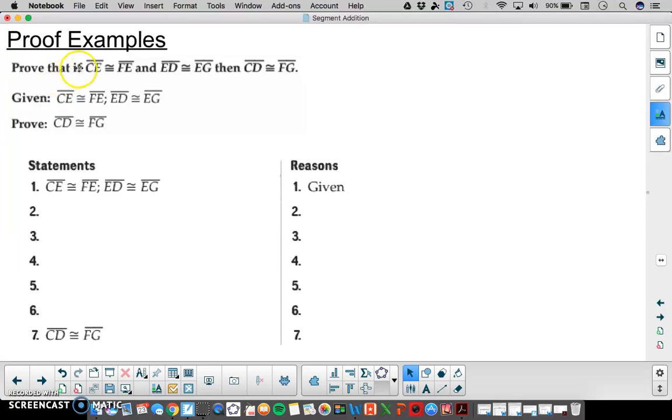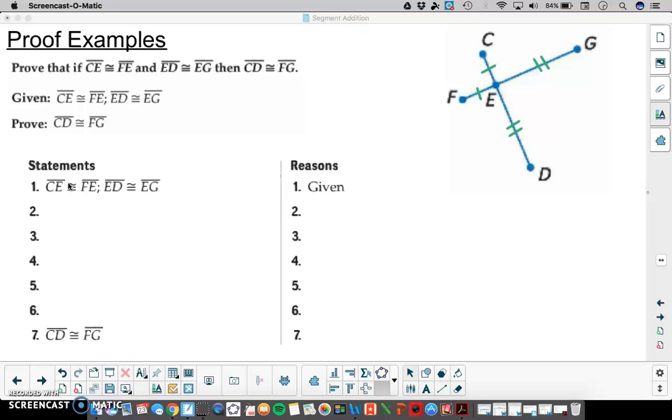We're going to prove that if segment CE is congruent to FE and ED is congruent to EG, then CD is congruent to FG. We're going to use this picture to help us do that. We're given that CE is congruent to FE and ED is congruent to EG. So before we do anything, I want to mark our given information on our diagram. These little tick marks indicate that those pieces are congruent.